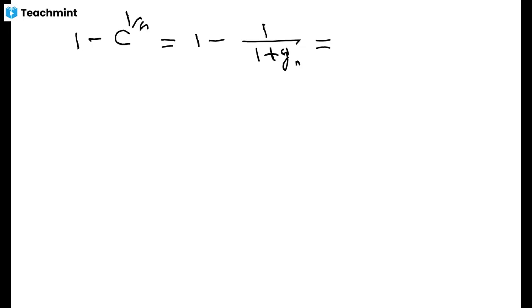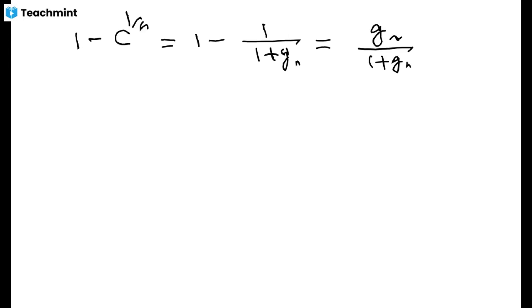Now let's go back and look at this number, c power 1 by n minus 1. C power 1 by n is 1 upon 1 plus gn. But since c to power 1 by n is less than 1, it's better to write 1 minus c to power 1 by n. That is the better thing to write, so that we remain positive everywhere. Then I can write c to power 1 by n as 1 upon 1 plus gn, and if I use this further simplification, this number comes out to be gn upon 1 plus gn. Okay, this is it.